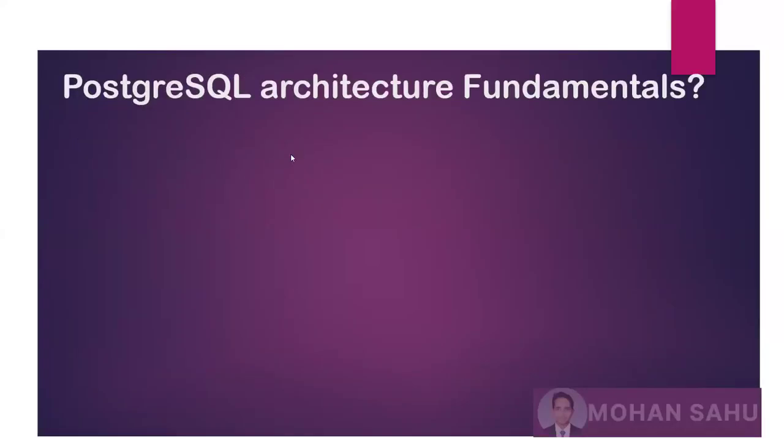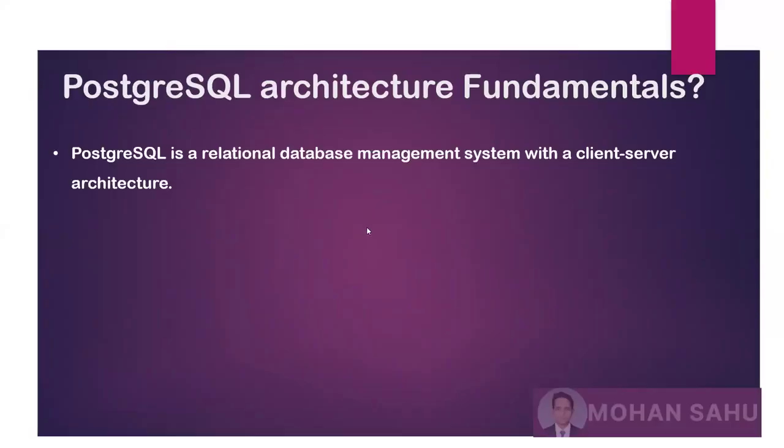Now we are moving to the PostgreSQL architecture fundamentals. PostgreSQL is a relational database management system with a client-server architecture. It is similar to SQL Server, which is also a client-server architecture, where the client connects to the server or sends a request to the server, and the server responds to the request, fetches the data and gives it back to the client. Like in our day-to-day life, whenever we are searching something, accessing any website, or logging in somewhere, we are acting as a client, and the database server which gives the information back to us is the server. So this is how the client-server architecture works.